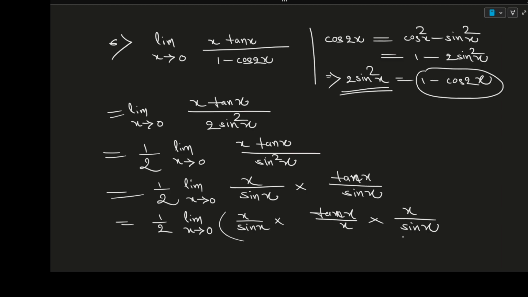So if we apply the limit, then the limit of this x by sin x will be 1, tan x by x will be 1, and x by sin x will be 1. So at the end I will get 1 by 2.